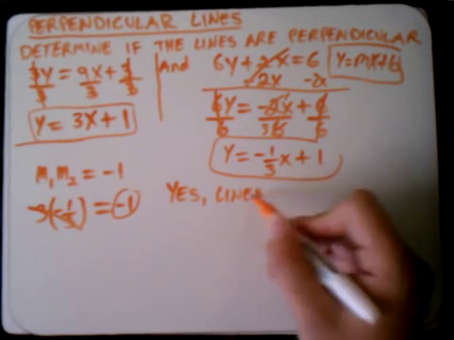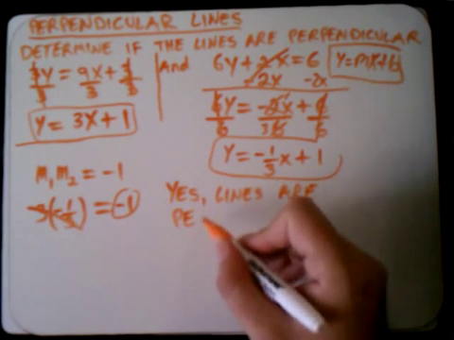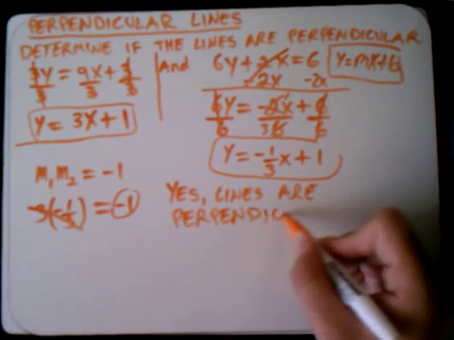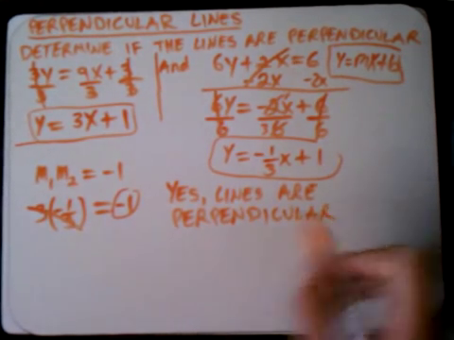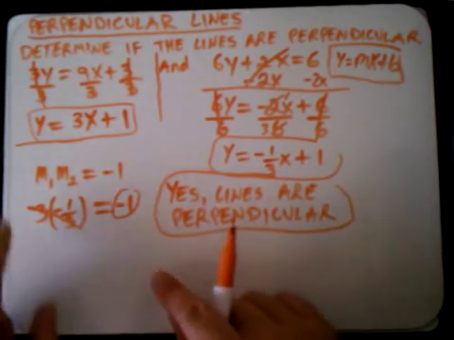Since we got negative 1, you say, yes, the lines are perpendicular. So your answer is this: yes, the lines are perpendicular.